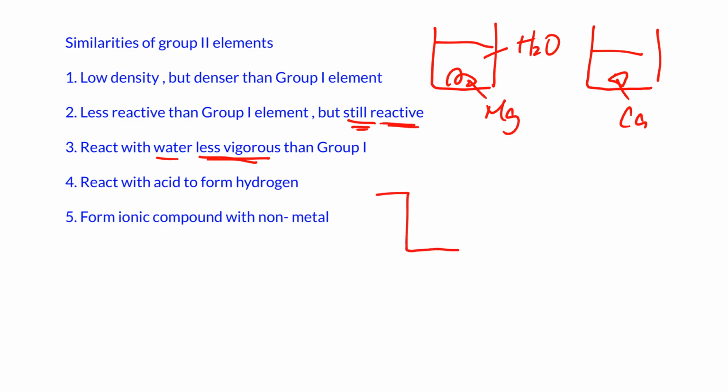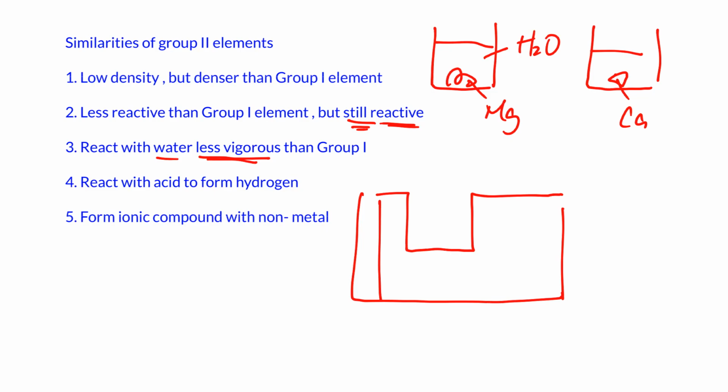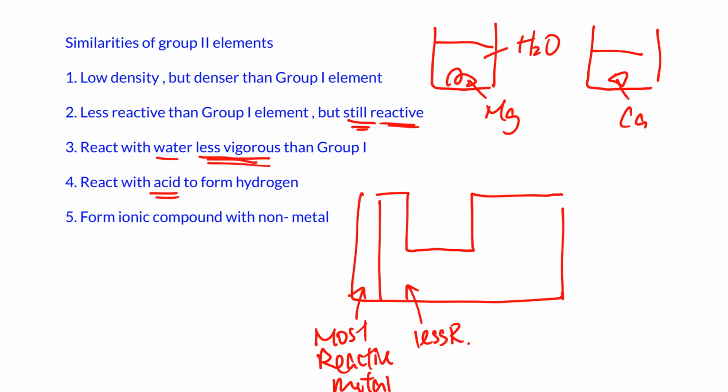Remember that in the first video, 6.1, we said that group 1 are the most reactive metals. So this one is less reactive, but still reactive. They react with water, but less vigorously, and they can also react with acid to form hydrogen. Then you may ask, can group 1 react with acid? Of course, yes, they can. Group 1 can react with acid, but that will be explosive.